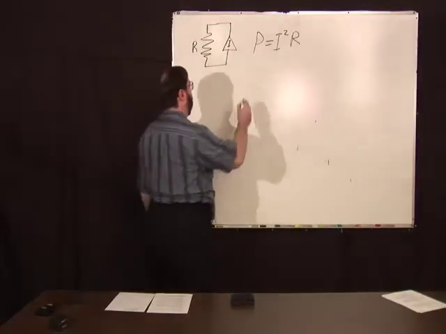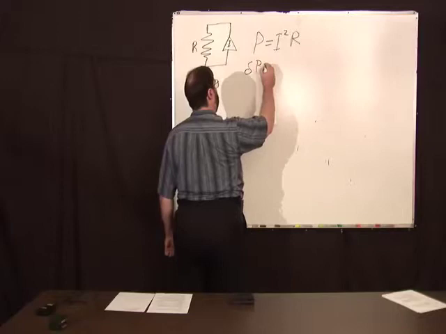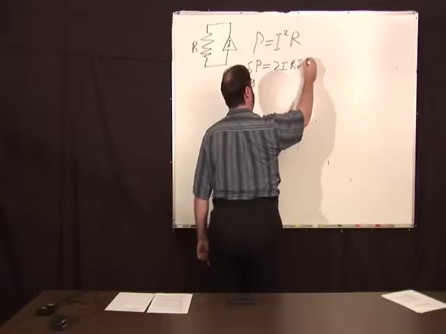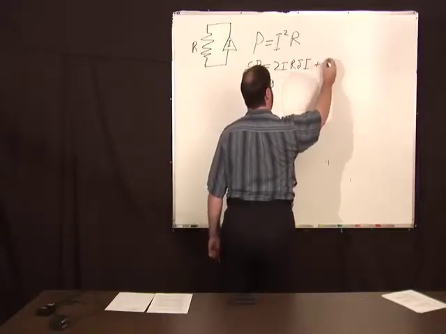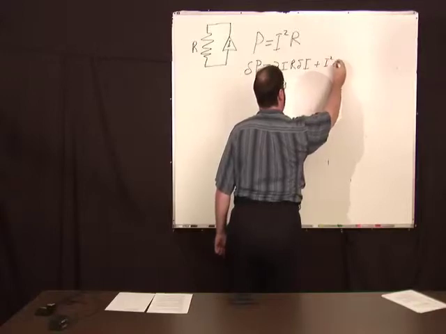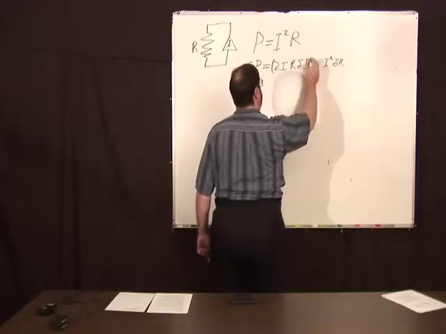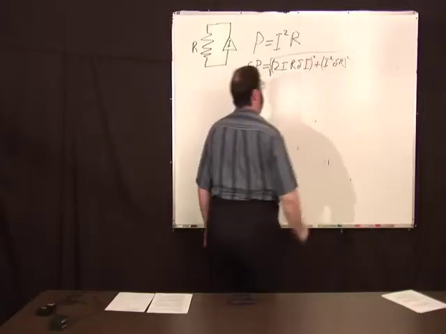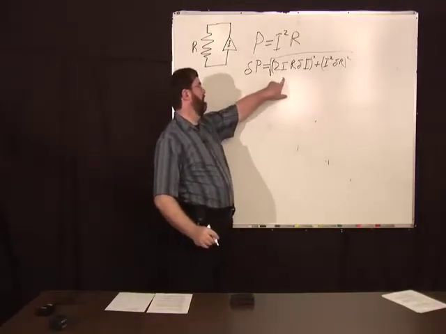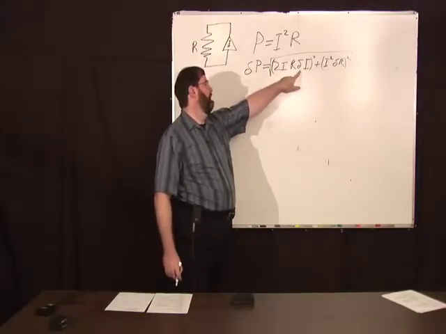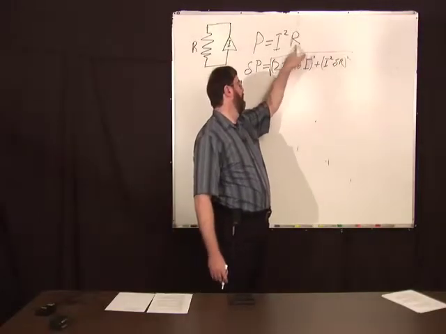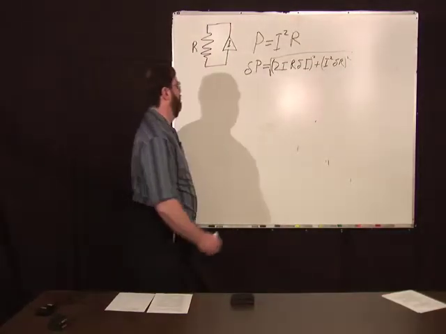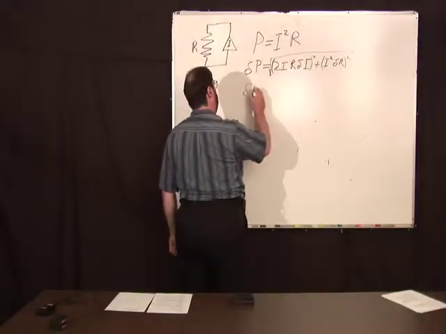What's delta P? The uncertainty in the power is the square root of 2IR delta I squared plus I squared delta R squared. Okay, this was just taking the derivative times the uncertainty, squaring it, the derivative with respect to R times the uncertainty, squaring it, RSSing it. Now delta P over P, relative uncertainty.